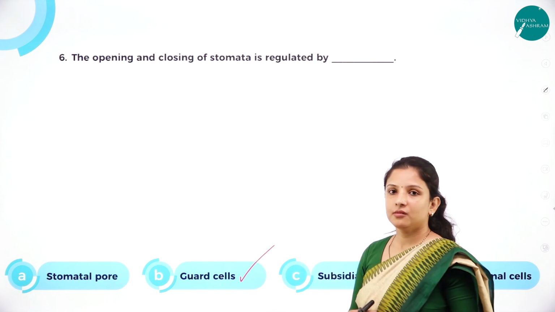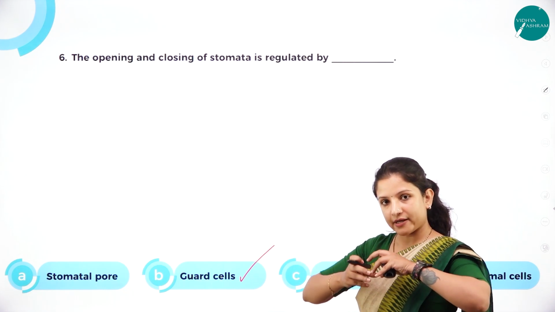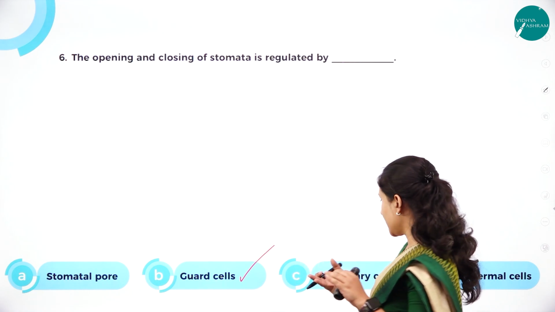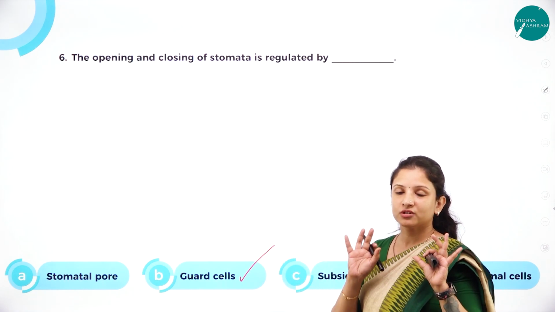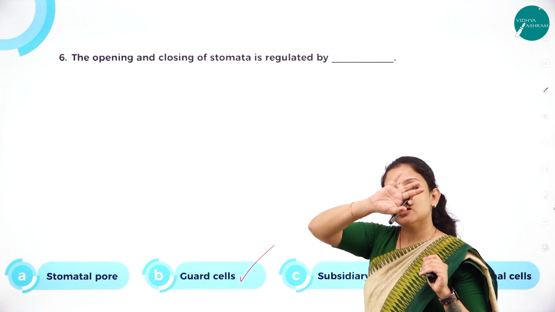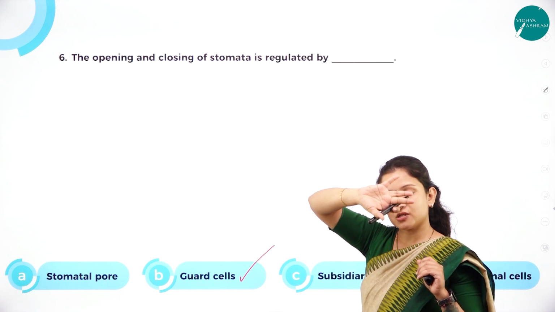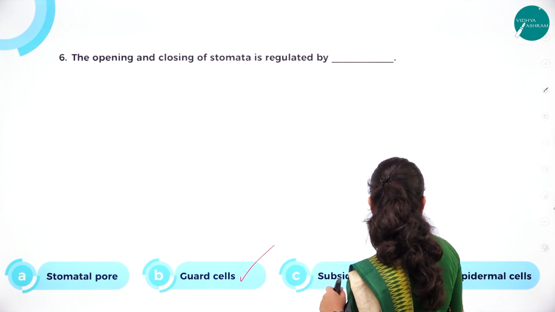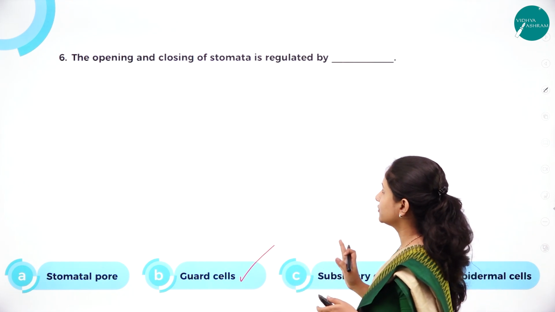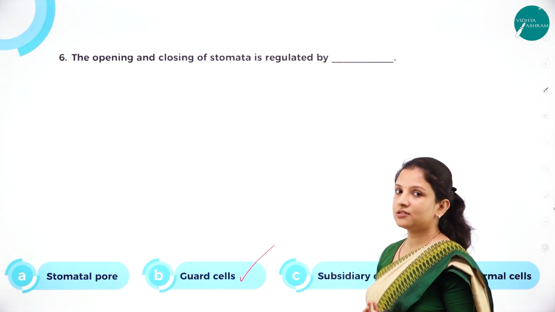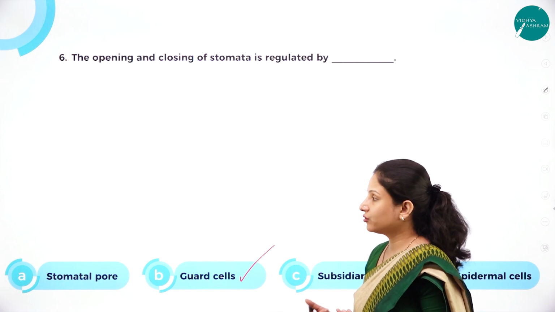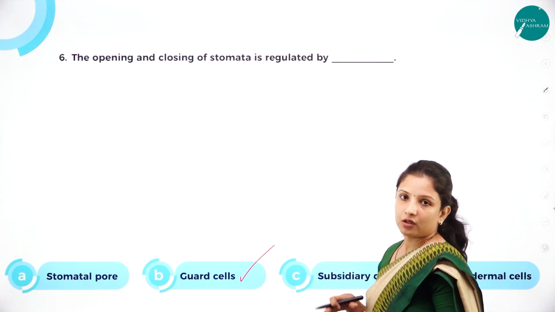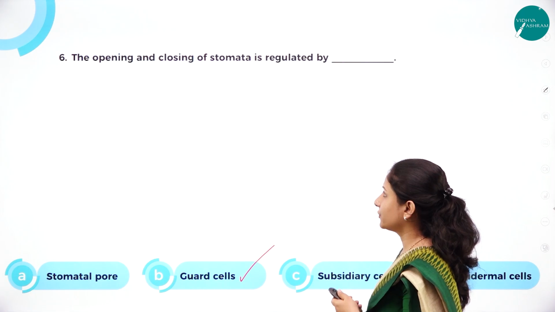Option B, stomatal pore? No, because when the guard cells open, a stomatal pore is created. Subsidiary cells are a few of the epidermal cells which are parenchymatous and irregular in shape, surrounding the guard cells. We call them the subsidiary cells. Epidermal cells, no, that's also not the right answer because epidermal cells don't facilitate opening and closing of the stomata. Therefore, it is the guard cells that regulate the opening and closing of the stomata.